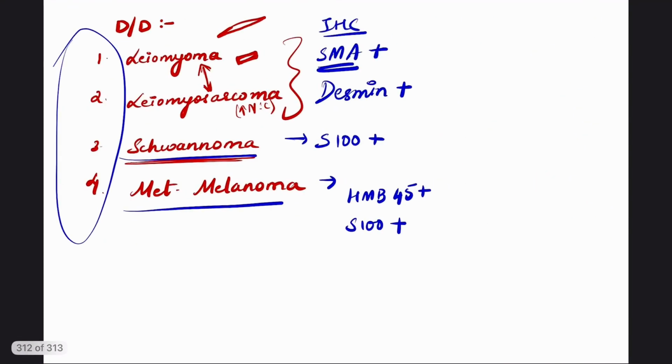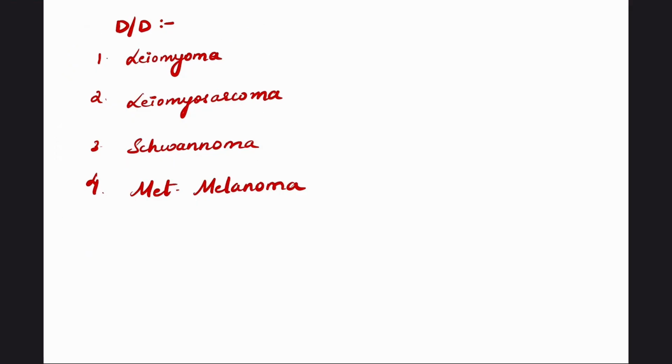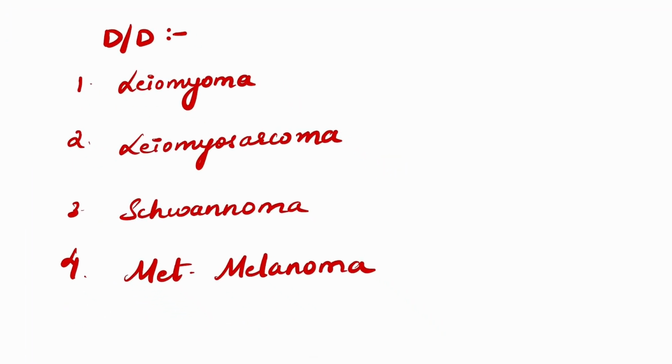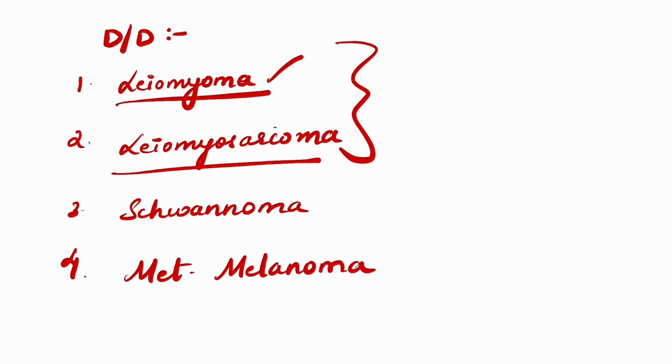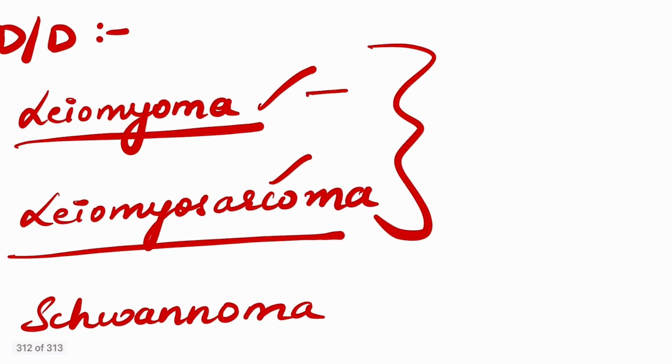So the differential diagnosis for GIST: histologically it is very similar to leiomyoma and leiomyosarcoma. Both are smooth muscle tumors, one benign, one malignant. The difference in histological features is that in leiomyoma, a smooth muscle tumor, the nuclei are cigar shaped with blunt ends, whereas in GIST it has tapered ends, like a spindle cell.